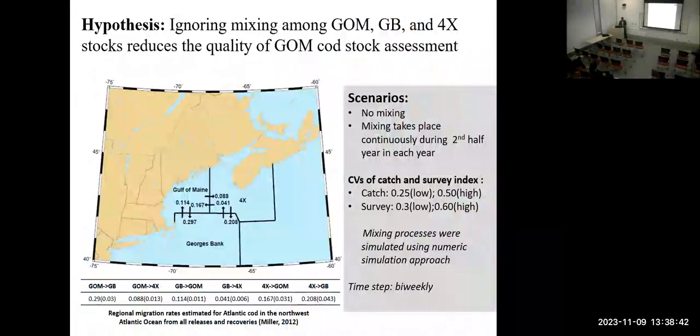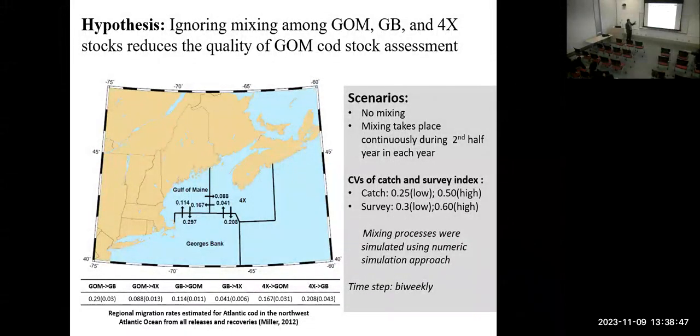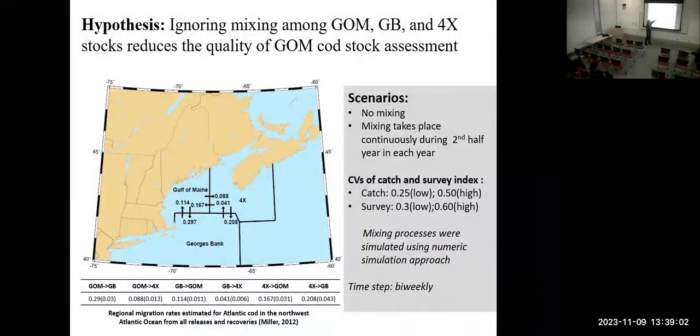So this is the feature that we actually try to use here. What if we ignore mixing of fish among the Gulf of Maine, Georges Bank, and 4X, which is a Canadian cod fishery? This is Atlantic cod fisheries. So there are 4 stocks here, and there's exchange of fish moving around. But in any stock assessment, a lot of the time we assume there's no movement. This is a closed system, right? Apparently there are movements of fish between different stock areas that violate assumptions.